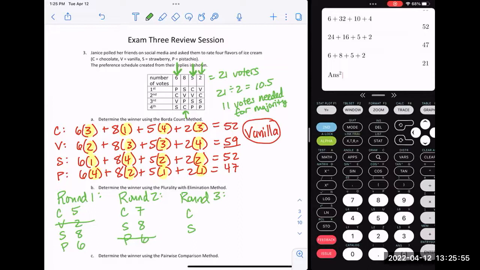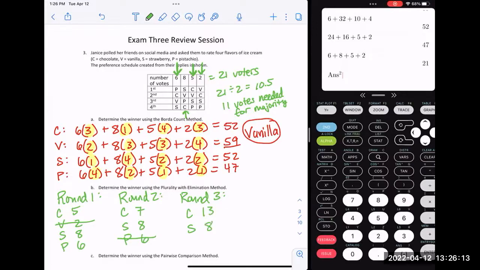So I can see that the 6, the 5, and the 2 voters are all going to vote for chocolate over strawberry because chocolate is listed higher in the column than strawberry is. So let's see, 6 plus 5 plus 2, 13. And then strawberry only has the 8 votes.